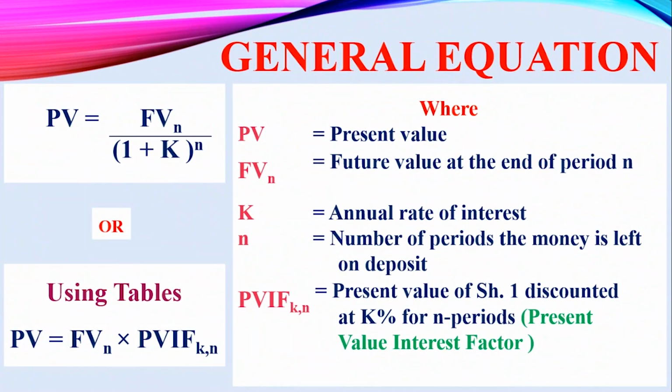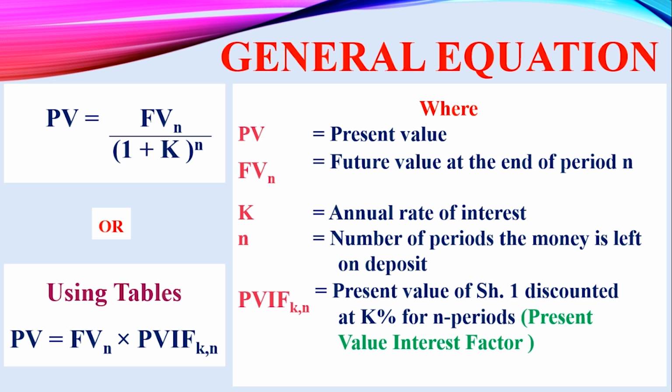Under the present value technique, this is a general equation whereby the present value is given by the future value divided by 1 plus k. Or you can also use the tables whereby the present value is given by the future value multiplied by the present value interest factor. We are going to see that when we look at the tables. Now, where is this coming from? Let me take you back a little.